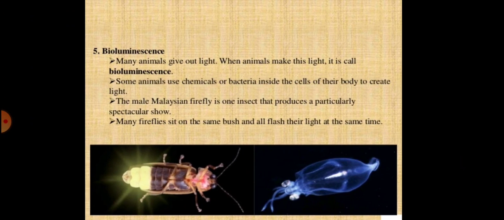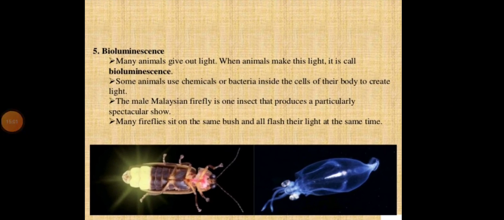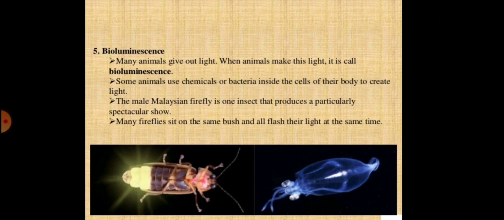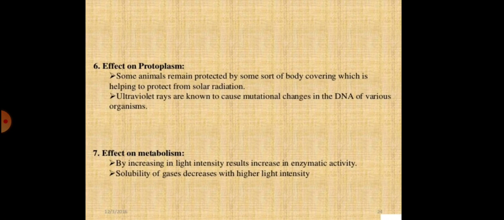Then the other factor is the bioluminescence. Many animals give out light. When animals make this light, it is called bioluminescence. Some animals use chemicals or bacteria inside the cells of their body to create light. The male Malaysian firefly is one insect that produces a particularly spectacular show. Many fireflies sit on the same bush and all flash their lights at the same time.